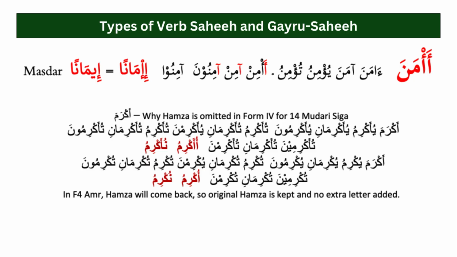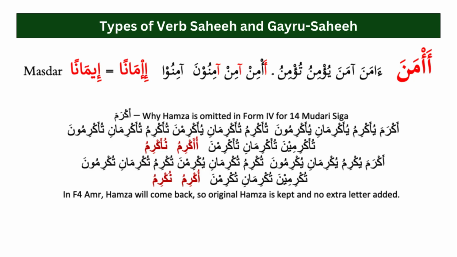Final section at the bottom of the slide. Now the slide returns again to the family of amana and the masdar imanan, and then asks a very important question. Why is Hamza omitted in Form 4 for 14 Mudari Siga? This is the section that shows the special nature of Form 4.